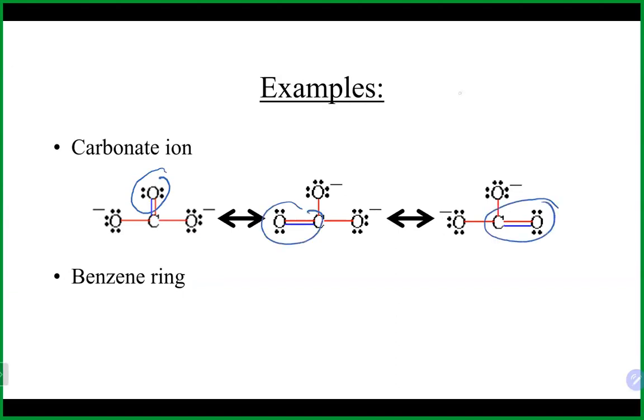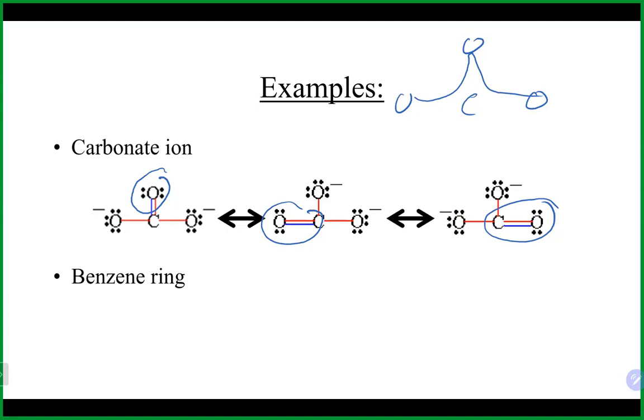So once again, those electrons at any given point could be at any of those spots to make that double bond. So one structure maybe doesn't adequately explain the actual bonding that's happening.